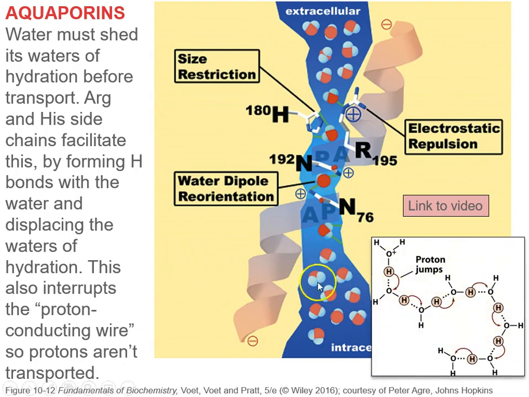So this is what a proton conducting wire would look like. This is from our Biochem 1 textbook, where protons can jump from one water molecule to the other. So that's what we don't want to happen here. We just want to transport one water molecule at a time.